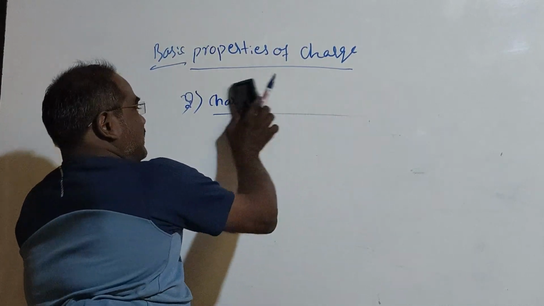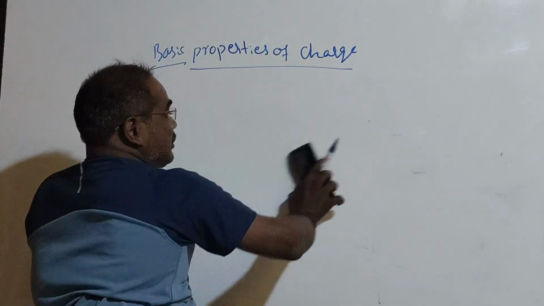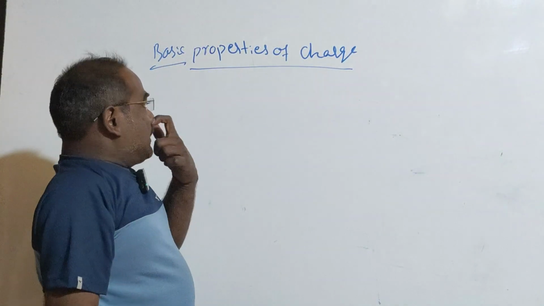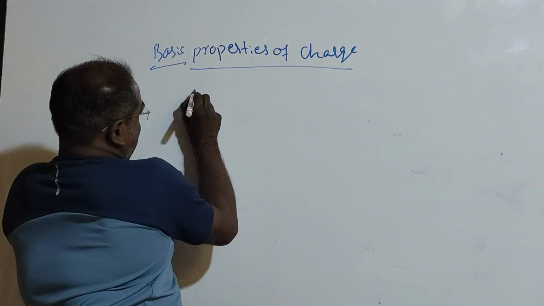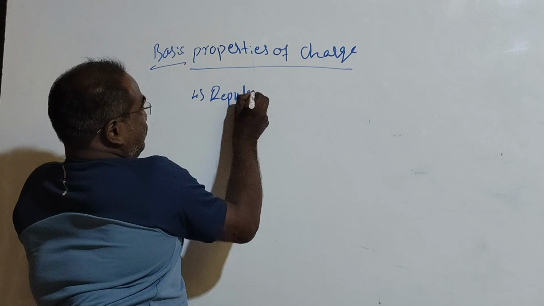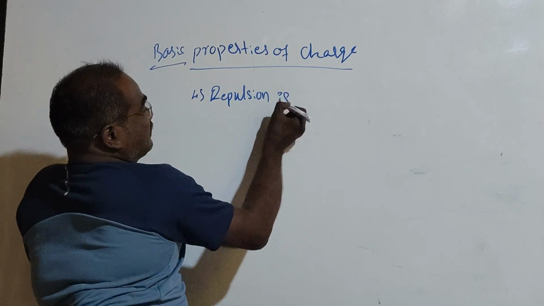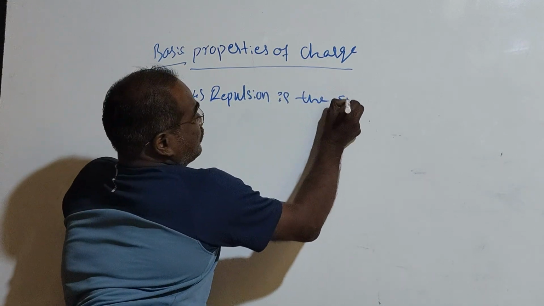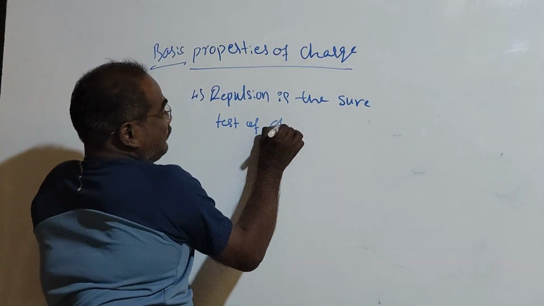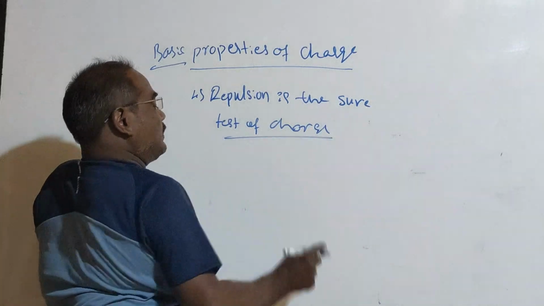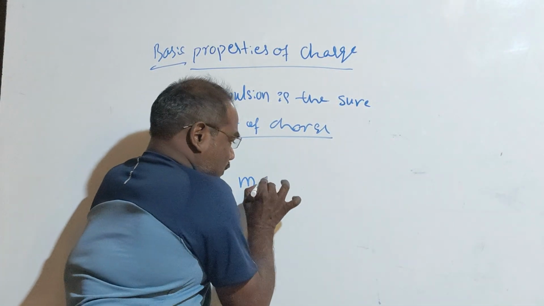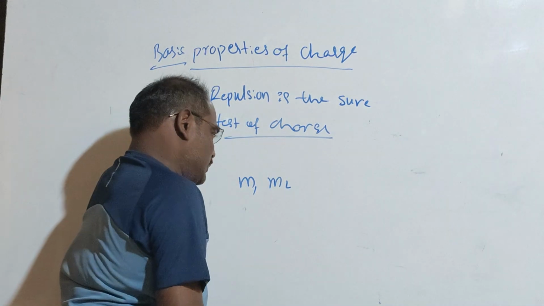The fourth property of charge is repulsion is the sure test of charge. Because let me consider mass 1, another mass 2.